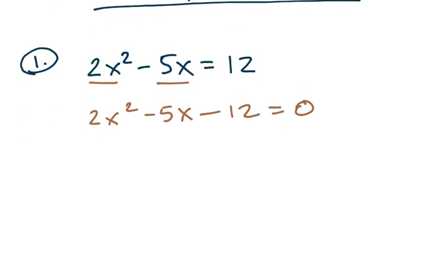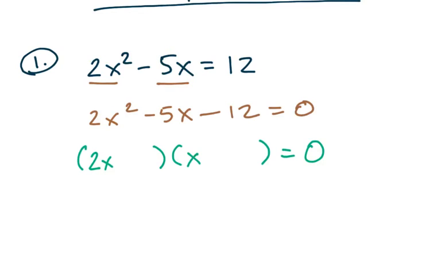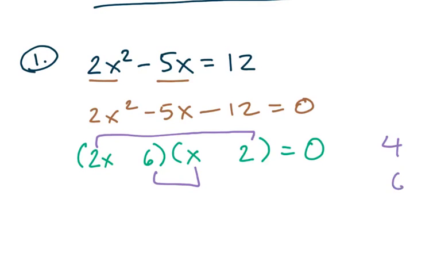From here, we're going to use the skills we've developed in the previous section, and we're going to try to factor this. So we're going to guess what times what gives me 2x squared, which is obviously 2x and x. Then we're going to go to the back and say what times what is 12. So I'm going to say 6 and 2. Then we check that 2 times 2, which is 4, and 6 times 1 is 6, and we see if we can add or subtract 4 and 6 and get back to the 5 value. Here, clearly that is not the case.